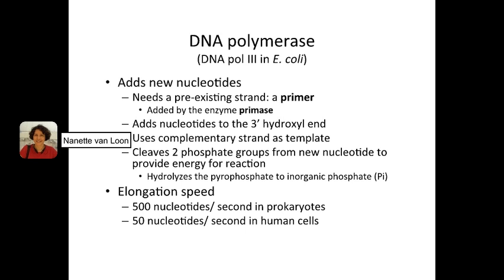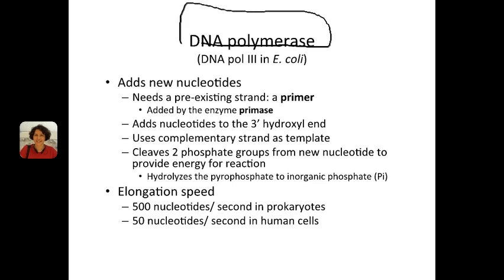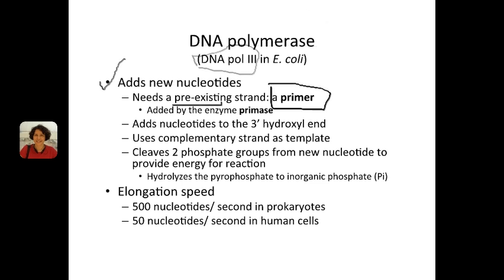The protein that puts down new nucleotides, in other words, that allows the new DNA strands to grow, is called DNA polymerase. In E. coli, specifically the one that does most of the DNA synthesis, is called DNA polymerase 3. So DNA polymerase adds new nucleotides, but it needs a pre-existing strand to add to. That strand is called a primer. The primer, as we already saw, is going to be laid down by the enzyme called primase.